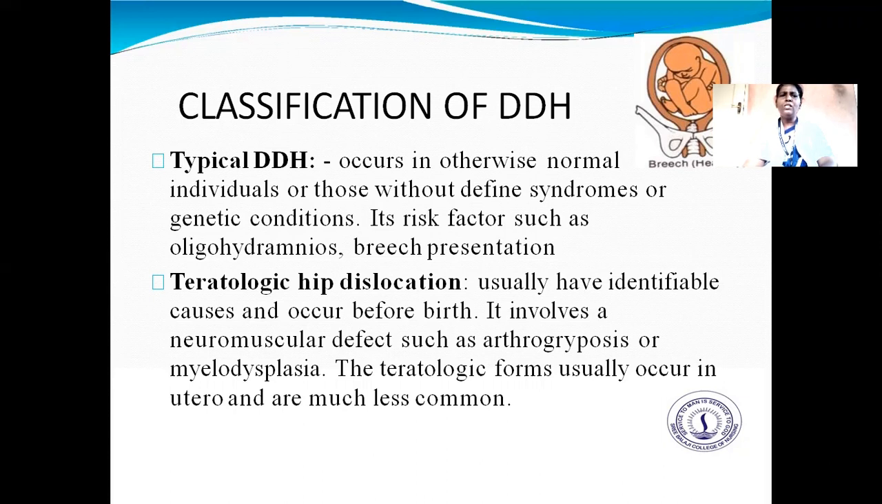First, we have seen the typical DDH, which occurs in otherwise normal individuals or those without defined syndromes or genetic conditions. Its risk factors are oligohydramnios and breech presentation. This teratologic hip dislocation usually has identifiable causes and occurs before birth. It involves a neuromuscular defect such as arthrogryposis or myelodysplasia. The teratologic form usually occurs in utero and is much less common.